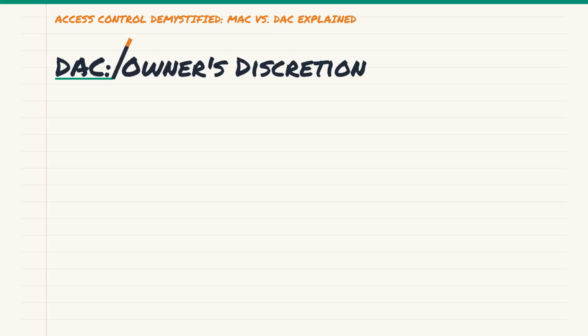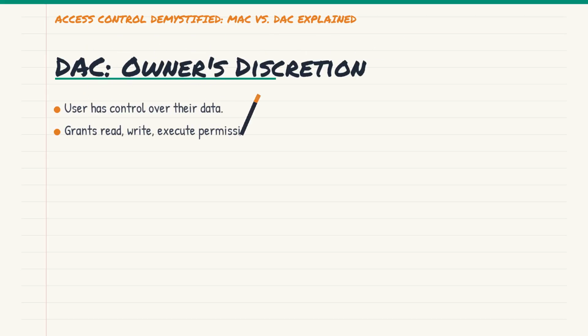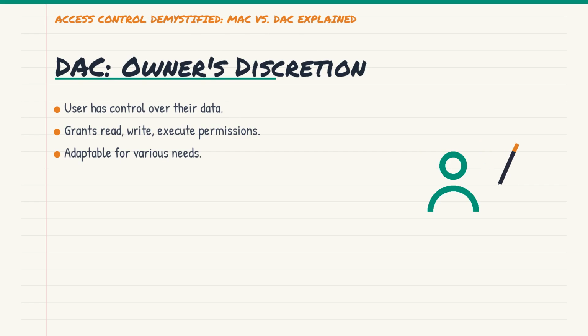The key word here is discretion. If you create a document, you are the owner. You can then grant read, write, or even execute permissions to other users or groups. This makes it super adaptable for most everyday use cases where granular, system-imposed security isn't the primary concern. It's all about giving control to the people who create and manage the data.